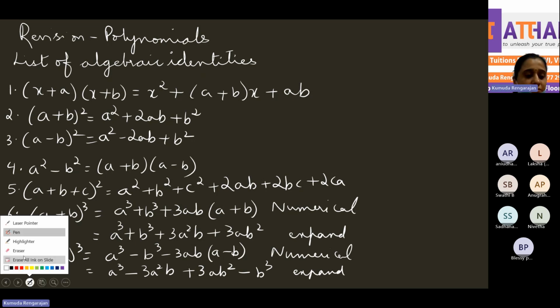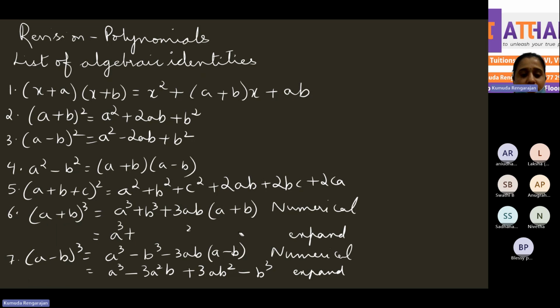You can write this one also in the same way, but all positive. A cube plus 3A square B plus 3AB square plus B cube. All positive. Here it will be positive, negative, positive, negative: plus A cubed minus 3A square B plus 3AB square minus B cube. Plus minus plus minus. Online students can take a screenshot if you want, and I'll send this on WhatsApp.